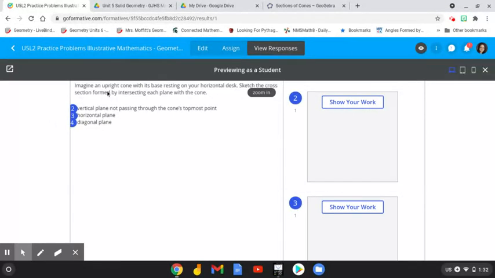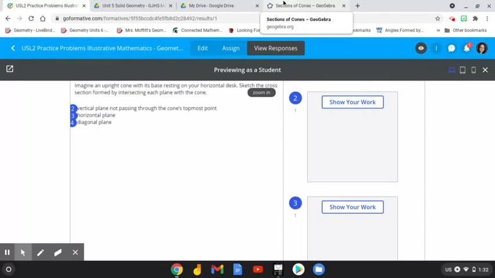Imagine an upright cone with its base resting on your horizontal desk. Sketch the cross-section formed by intersecting each plane with the cone. So number 2 says a vertical plane not passing through the cone's topmost point. Number 3 is a horizontal plane, and then number 4 is the diagonal plane.